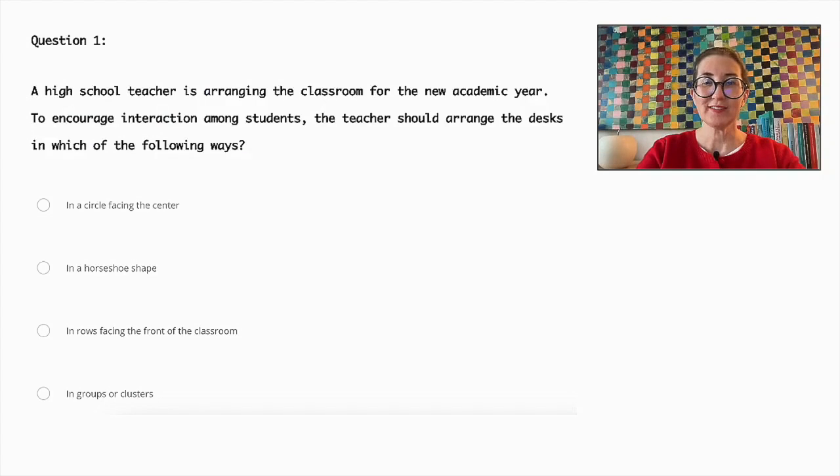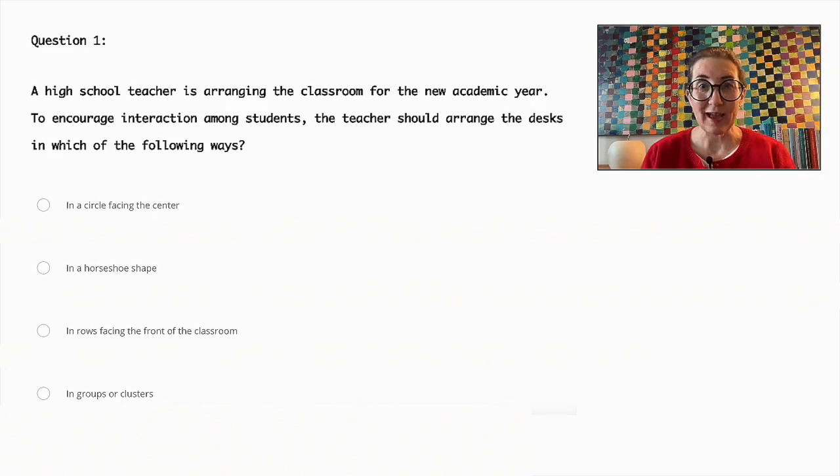Question number 1. A high school teacher is arranging the classroom for the new academic year. To encourage interaction amongst students, the teacher should arrange the desks in which of the following ways? In a circle facing the center, in a horseshoe shape, in rows facing the front of the classroom, or in groups or clusters. When setting up a classroom, rows of desks facing the front are not ideal for student interaction, as this setup is teacher-centered. So let's eliminate that.